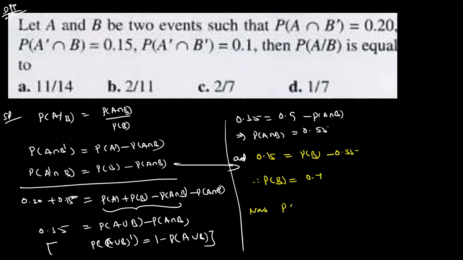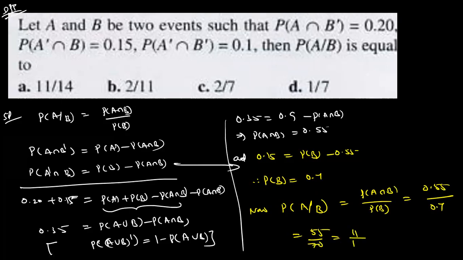Now, P of A by B is equal to P of A intersection B by P of B. How much? 0.55 by 0.7, that is 55 by 70. So 11 by 14. So the option is A. So this type of models we can expect in the examination.